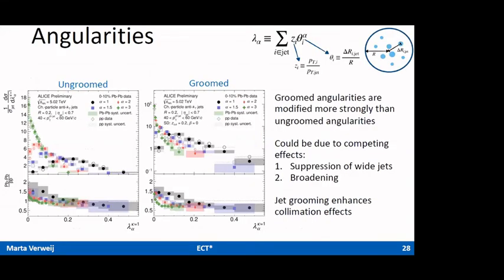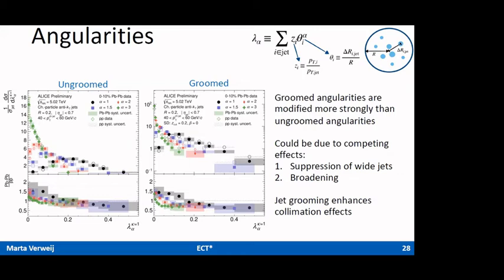Okay, a bit about angularities. These are the generalized angularities, where you calculate the jet shape summing over all the constituents, and you combine the z and the angular scale, and you vary alpha, which allows you to put a larger or smaller weight on collinear radiation. You can see here the ALICE measurement on the left-hand side for ungroomed, right-hand side for groomed measurements, for different values of alpha. Alpha equals 1, the black points, is the jet width. Alpha equals 2 is proportional to the jet mass, to give you a bit of an idea.